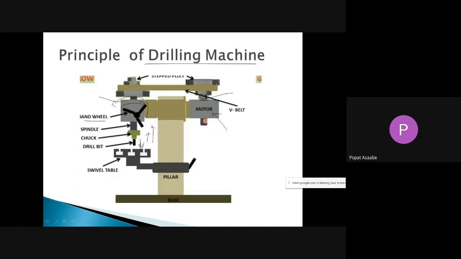This is the set of pulleys we have mounted on this output shaft of your motor. When your motor starts to rotate, that time along with the output shaft of that motor, that set of pulleys also starts to rotate, and the power from that pulley is given to this set of pulleys with the help of that V belt.